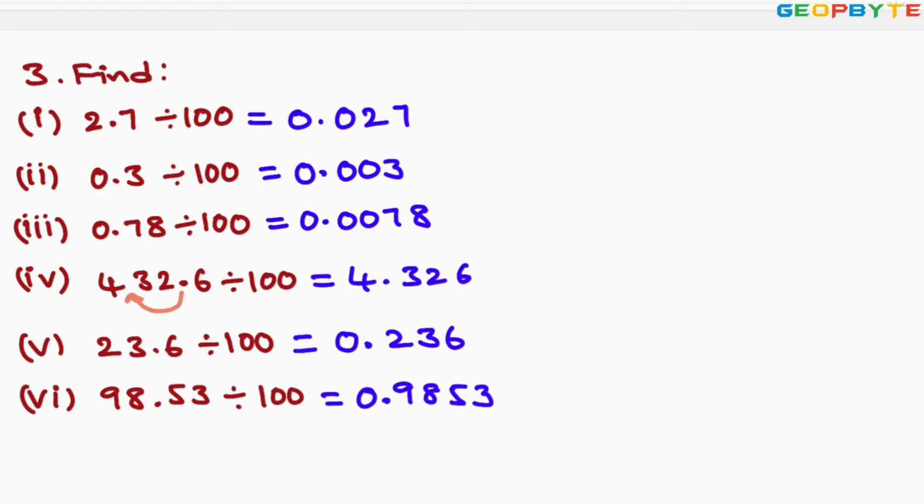In this problem, we are dividing the decimals with 100. Whenever we are dividing a decimal by 100, then the decimal point is shifted to the left by 2 places.